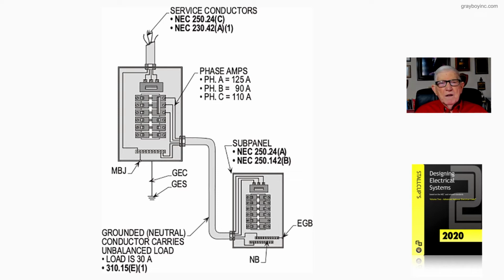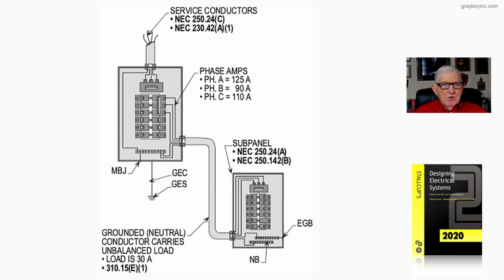The phase currents: A phase or L1 is 125 amps. B phase or L2 would be 90. Phase C or L3 would be 110. Now you can see they're all unbalanced currents there in relationship to the neutral. So we want to find out what that neutral current would actually be based upon the phase amps.